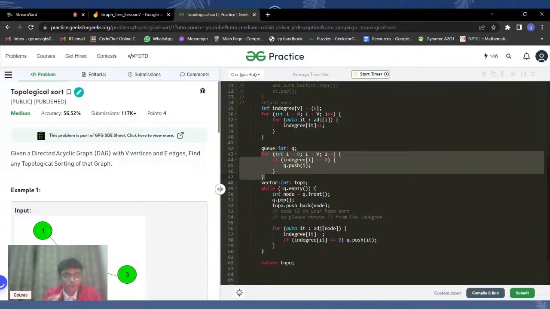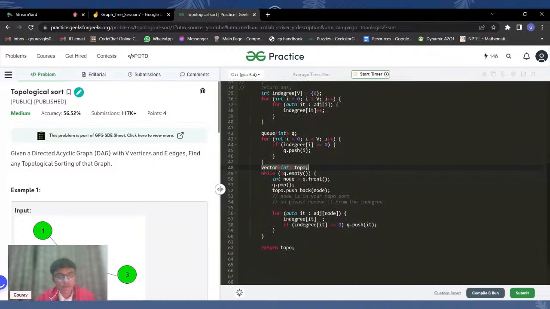Everything is going out. So it means that that node should be placed before any other node because what is the definition of topo sort? The definition of topo sort says that all those nodes which are connected to any other node should come before, and the nodes which are connected to it should come after. So that is the reason we are initially pushing those nodes which have integrity 0. Then we will keep a vector topo, which will help us get the topo sort.